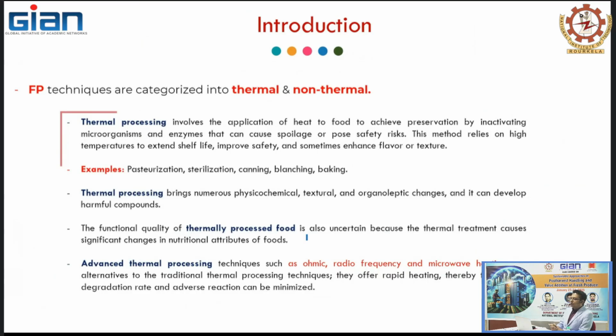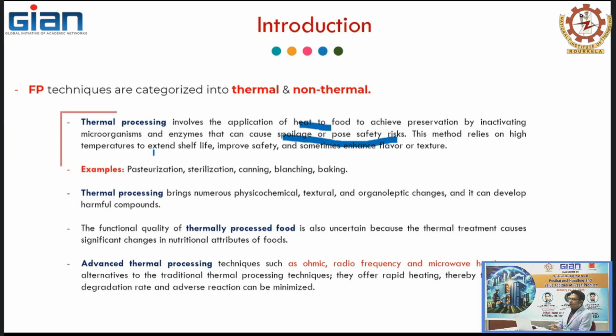Now, when we talk about food preservation or food processing, there are two big categories: thermal and non-thermal. Thermal is simple: it involves heat, the application of heat, which may be used for preservation by inactivating or killing microorganisms and enzymes which may be responsible for spoilage, or even a risk to the safety of the product. But sometimes it may use a very high temperature.